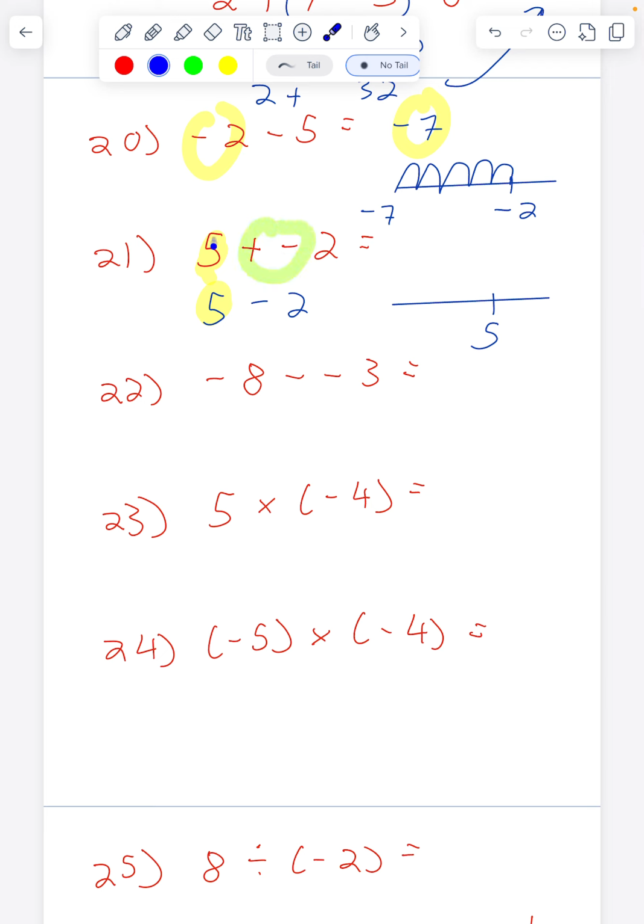You're in a room which is at a temperature of 5 degrees. Then you're adding cold air, where cold air is negative. So if you add cold air to a room, would the room get warmer or colder? If you're adding cold air, it would get colder. So it means you're going down by 2. So a plus minus really just means the same thing as taking away 2. And 5 take away 2 gives you 3. So 3 is the answer for this one.